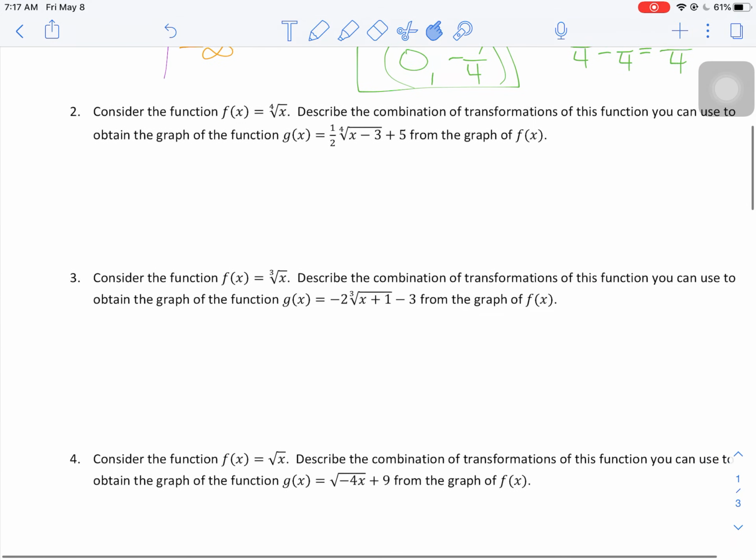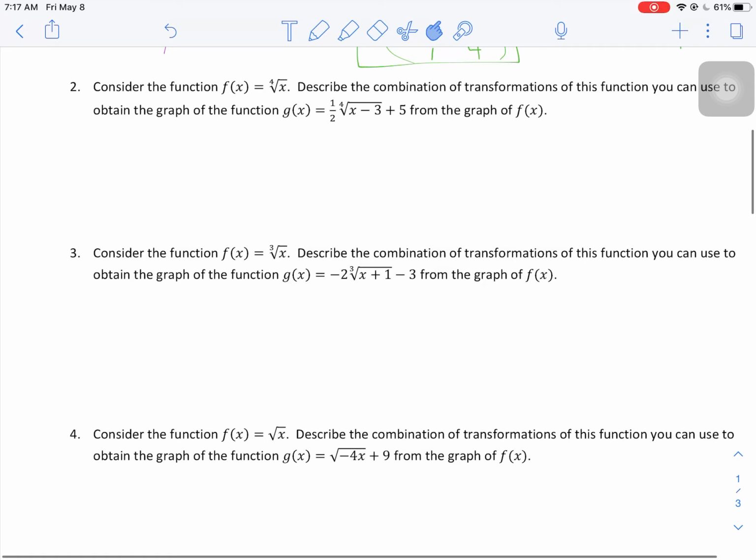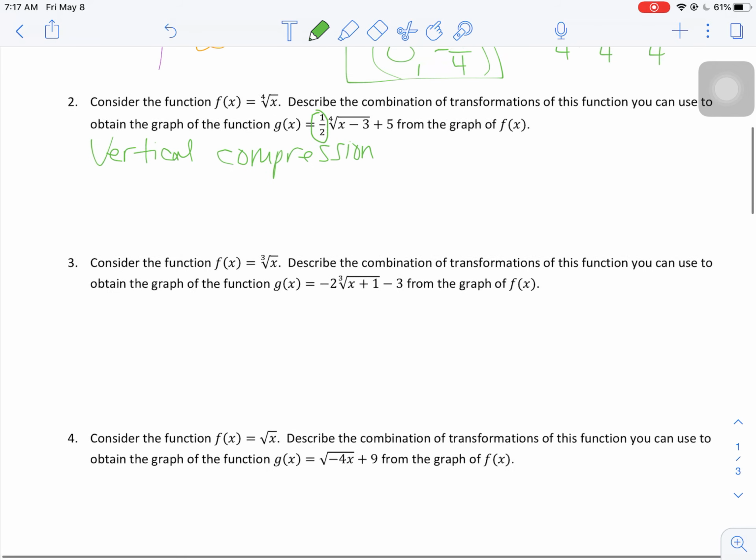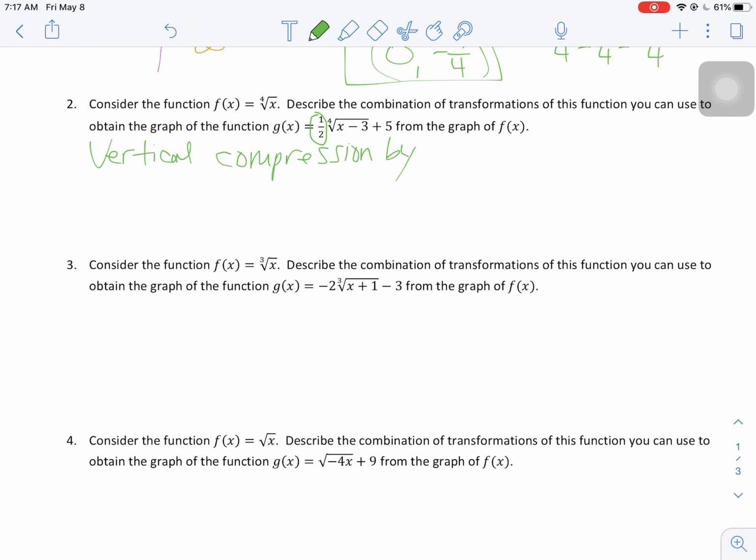Number 2, they want us to just say the transformations that have happened from f of x to create g of x. So this 1/2 in the front is a vertical compression by a half. If the number, the a value, is in between 0 and 1, it's a vertical compression. If the a value is larger than 1, it's a vertical stretch.